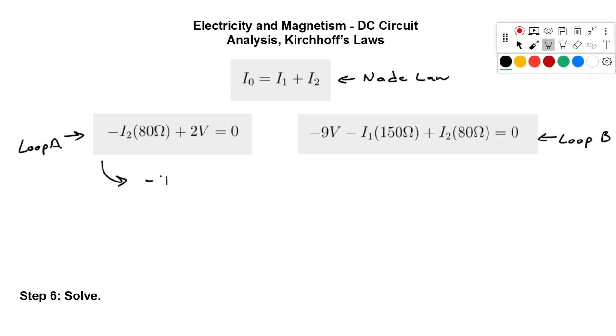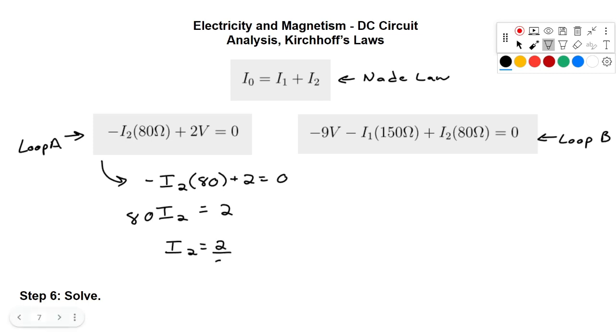So if we know that negative I2 times 80 plus 2 equals 0, I'm going to remove some of the units for now, then we could say that 80 I2, I'll just write this a little differently, equals 2. So I2 equals 2 over 80, which equals 0.025 amps. So that's going to be our current for I2. Now we can take our current from I2 and plug in here.